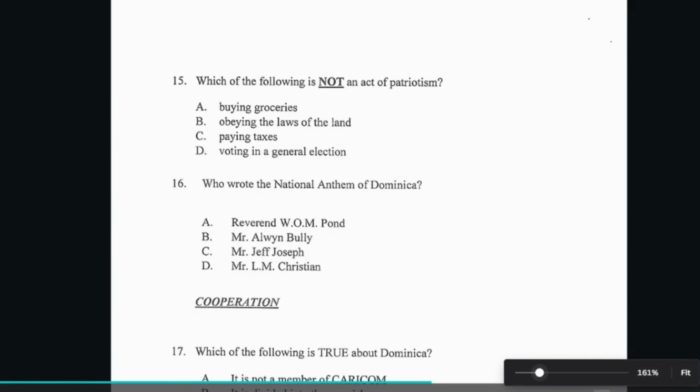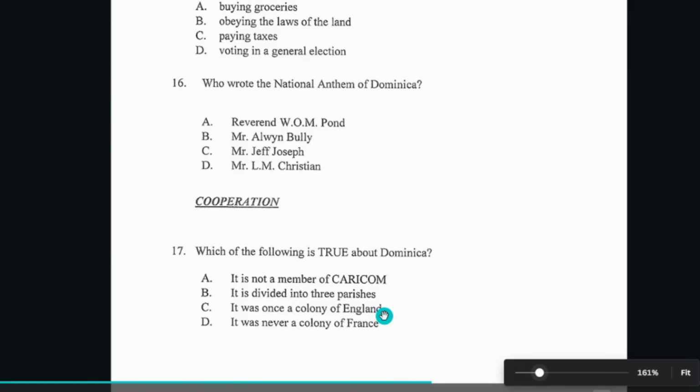Apologies for my cough. There's a cough going around. But you know, we still have to make things happen for our grade 6 students, right? So is it A, it is not a member of CARICOM? B, it is divided into 3 parishes? C, it was once a colony of England? Or D, it was never a colony of France? So they're asking us here, which of the following is true about Dominica? So we are looking for the one that is true.